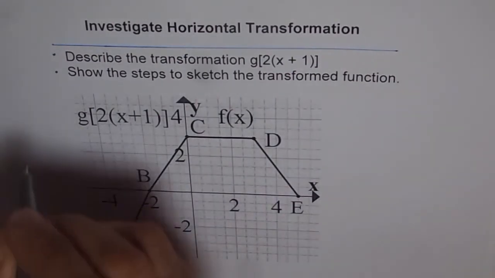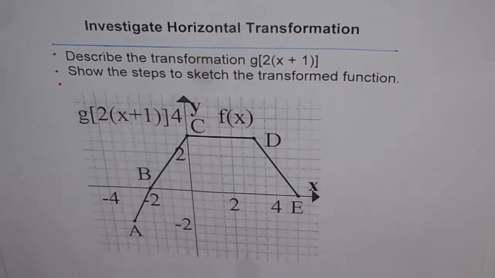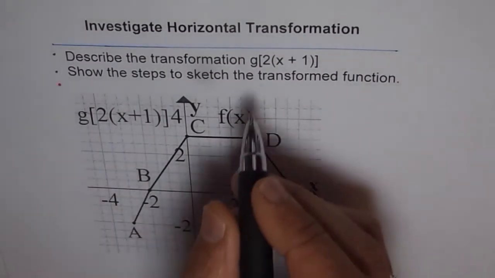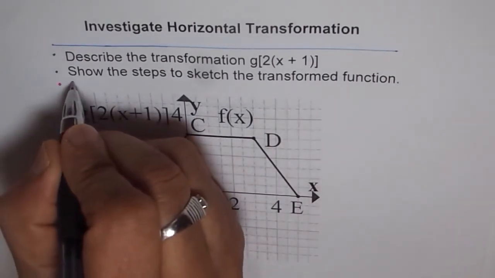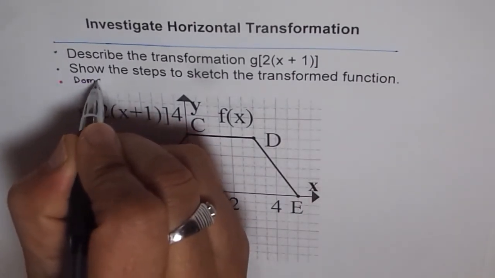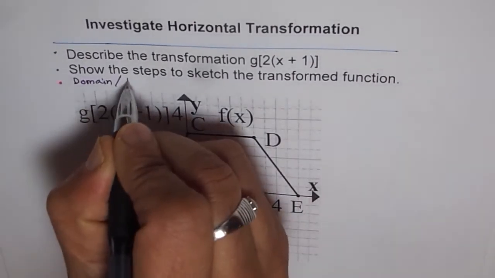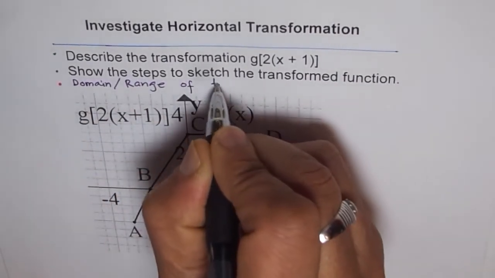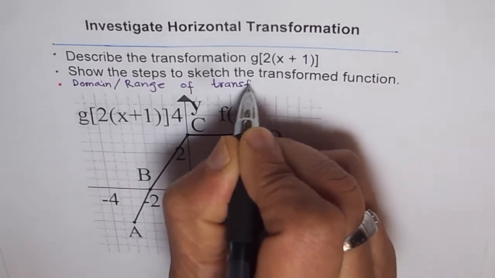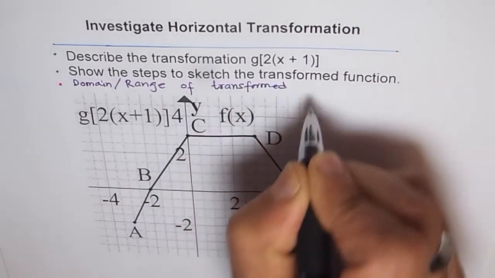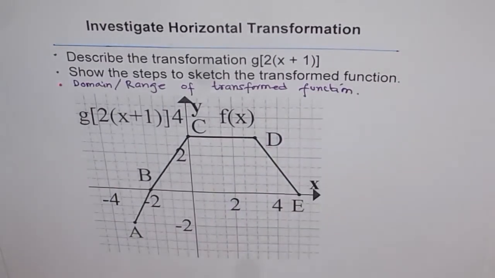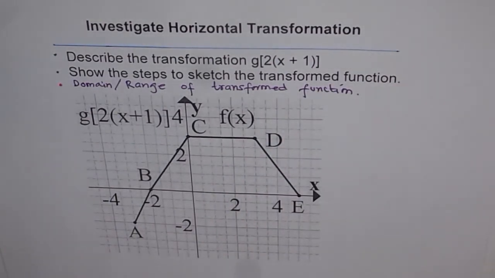And now to this I'm adding one more part, and that is to write the domain and range of this transformed function, right? So include domain and range of the transformed function. Correct? So include that and then complete this question.